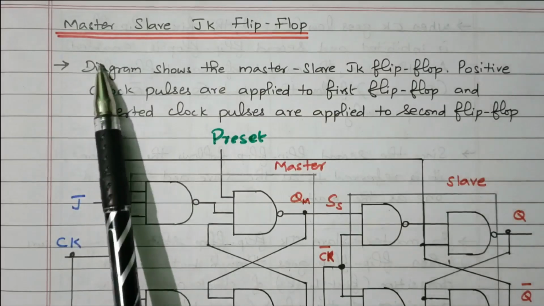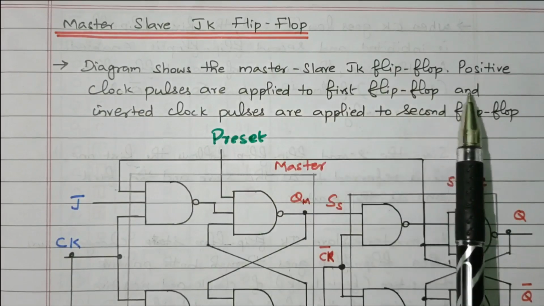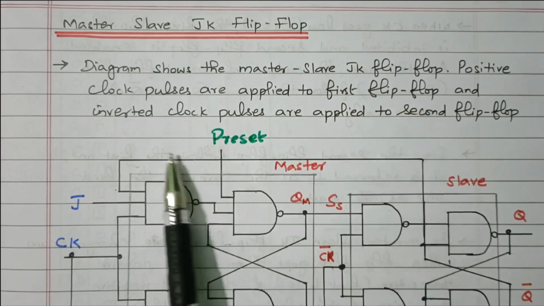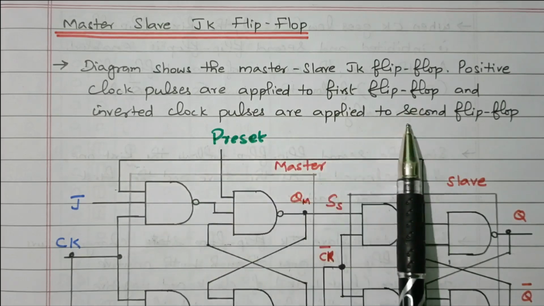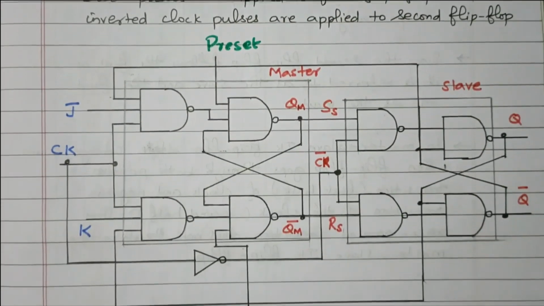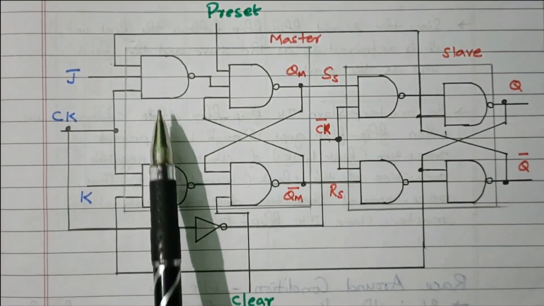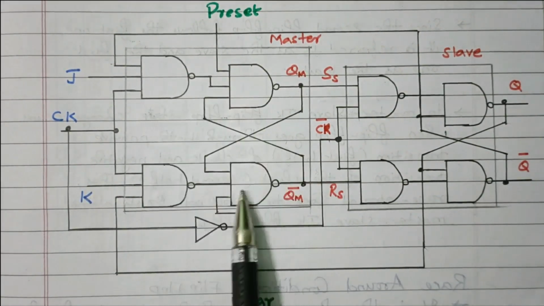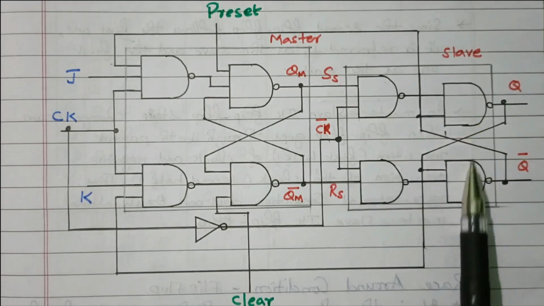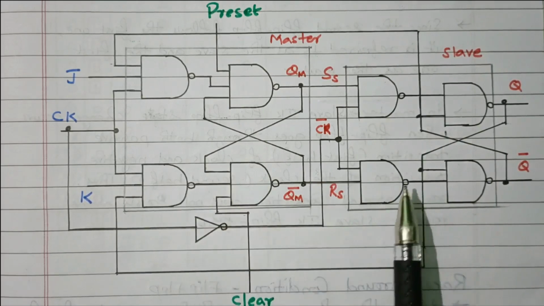Now we'll see the master slave JK flip flop. The diagram shows the master slave JK flip flop. Positive clock pulse is applied to the first flip flop, which is called master, and the inverted clock pulse is applied to the second flip flop, which is called slave. Now we'll see the logic diagram of the master slave JK flip flop. So this is flip flop 1, where 4 NAND gates are available. This is another flip flop, with another 4 NAND gates. This is slave, this one is master. Both are connected in series.